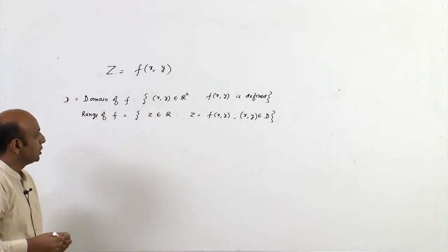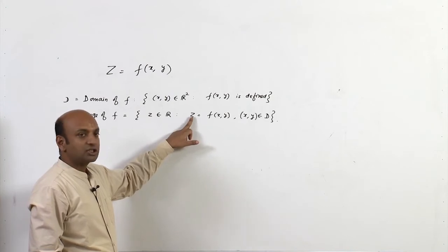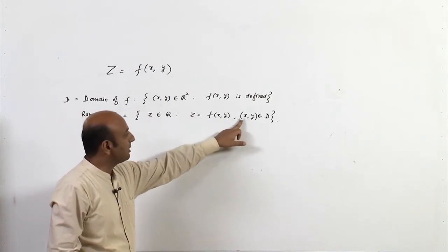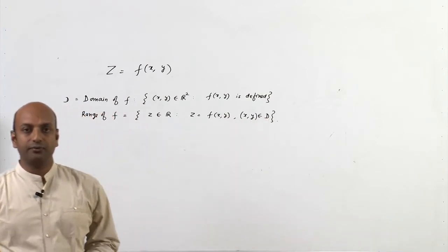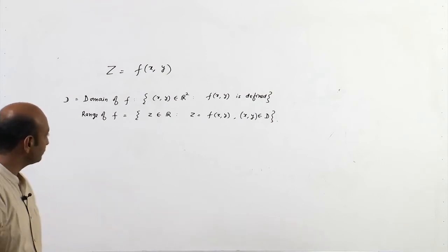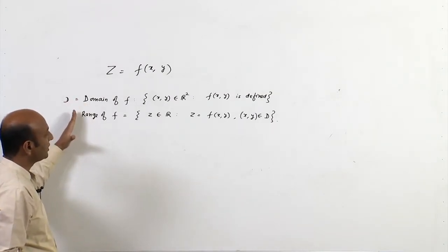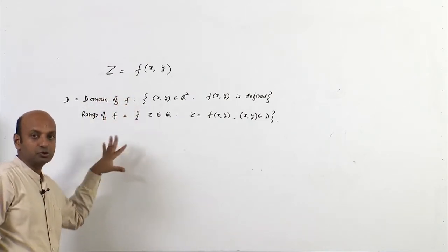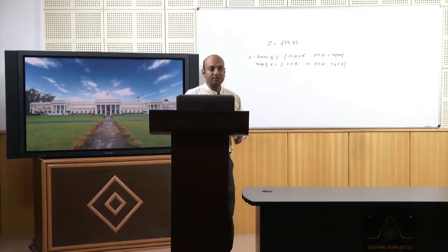So, the collection of all those z such that z equals f(x, y), where (x, y) belongs to D, is called the range of the function f. That is how we can define domain and range of two variable functions. Similarly, we can define domain and range for n variable functions also. Now, let us discuss a few examples based on this.